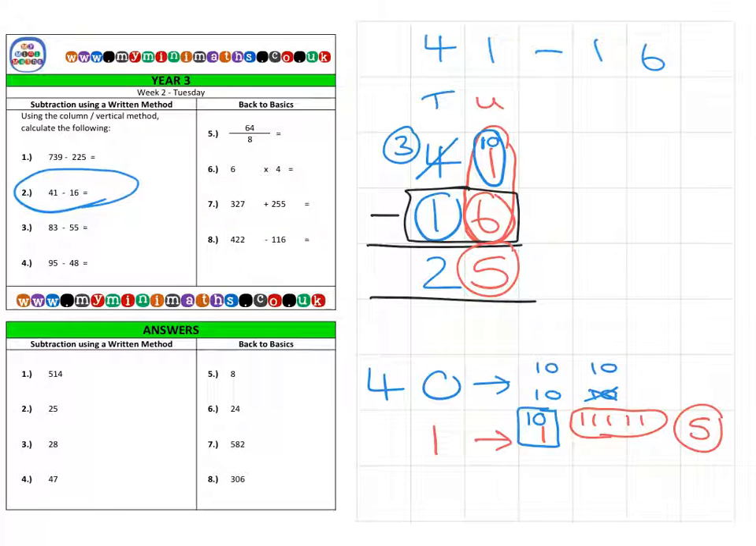And then finally, we have our 3 tens that remain here. And we're going to remove just the one of them.